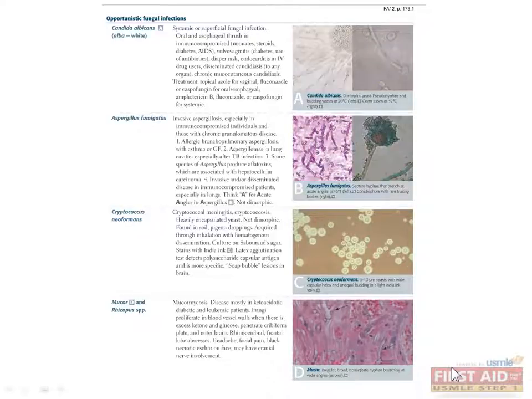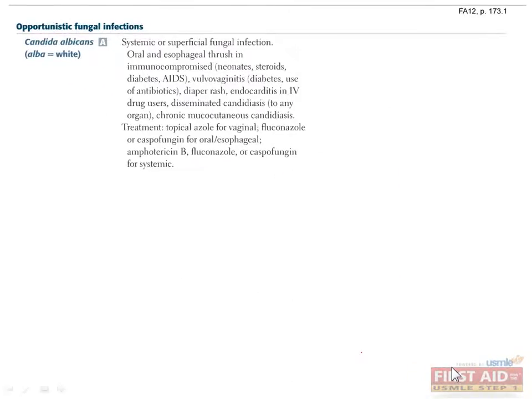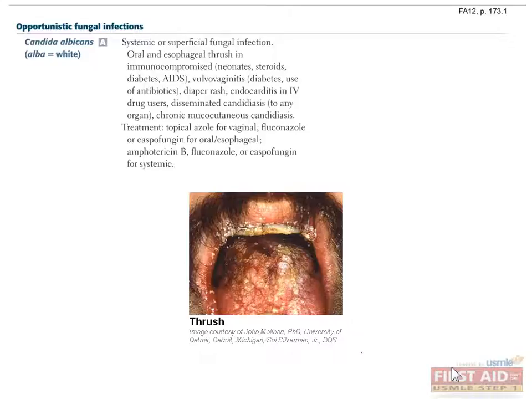Now on to the opportunistic fungal infections, which rarely cause symptoms unless the host is immunocompromised. Candida is part of normal skin flora. Factors such as antibiotic or steroid use, cancer, and other immunocompromised states increase the risk of developing a variety of different infections. You may see oral or esophageal thrush, vulvovaginitis, diaper rashes, and endocarditis in IV drug users.